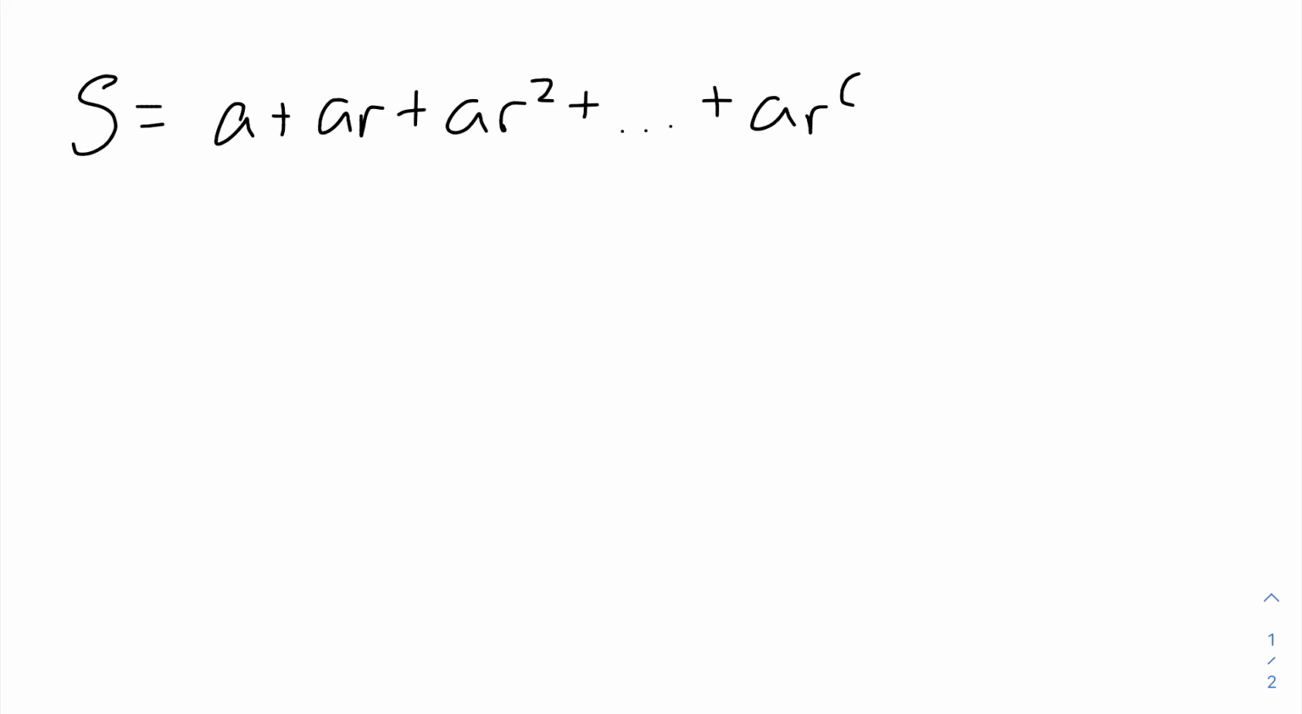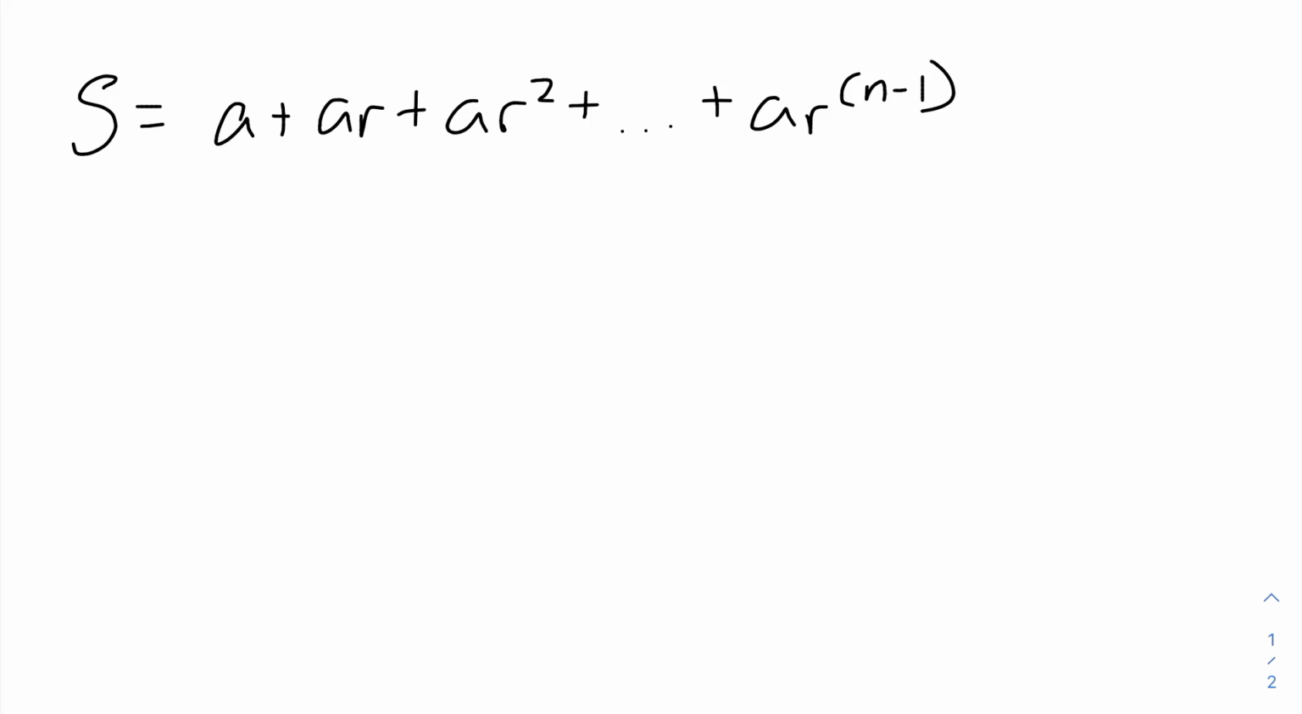Hello, and in this video, I'm going to teach you the formula to evaluate a geometric series. So we're going to start with S, which is going to represent the sum of our geometric series. And our geometric series is going to be A plus AR plus AR squared all the way up to the nth term, which is going to be A times R to the power of n minus 1. And as you can see, in this case, A is our first term, and R is our common ratio.